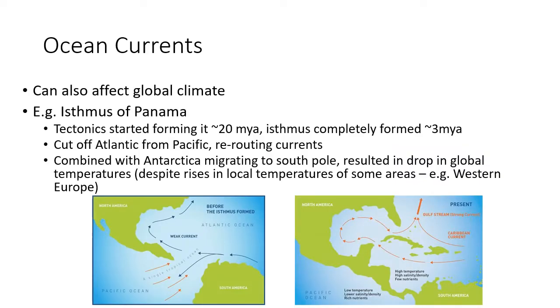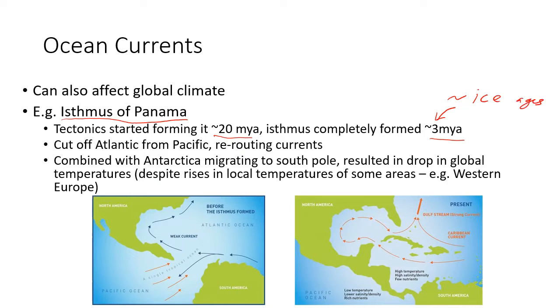There are some currents that can have a global impact, and some geographic features that can have a global impact in terms of currents. The example that I have here is the Isthmus of Panama. It started forming about 20 million years ago and fully closed about 3 million years ago. If you know your geologic history, you'll know that 3 million years ago is about the same time that the ice ages started.